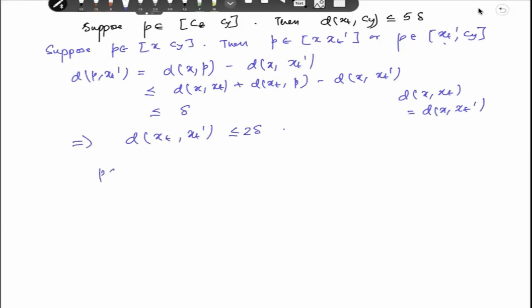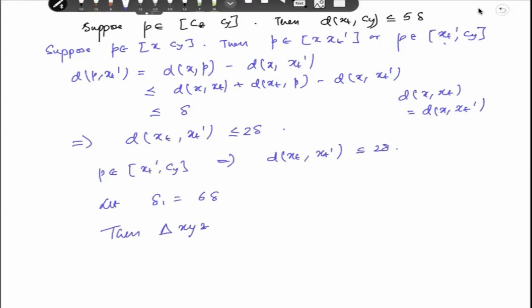Similarly, if I take P on this geodesic, this will also imply that the distance between xt and xt' is less than or equal to twice delta. So now let delta 1 equal 6 delta. Then what we have proved is that this triangle XYZ is delta 1 thin. So we have proved the proposition.